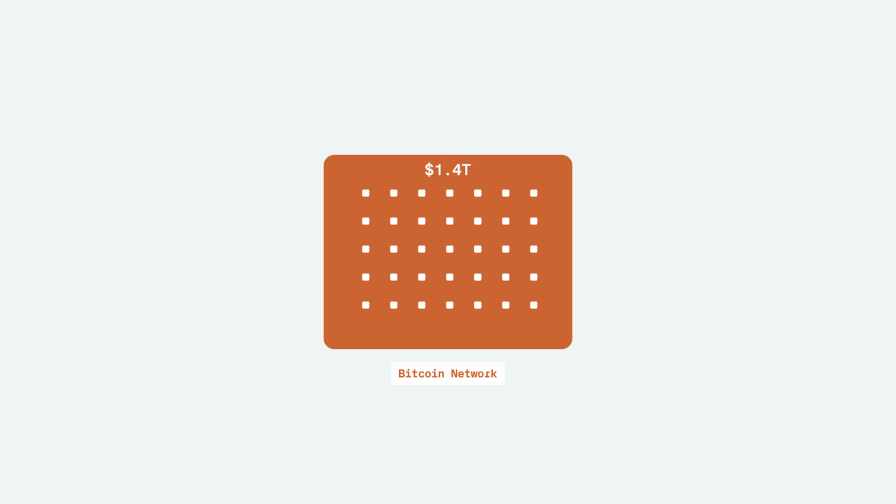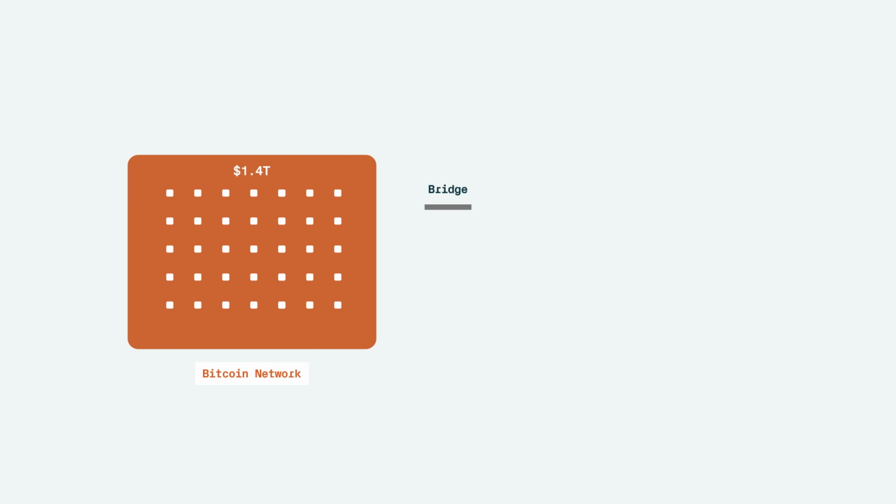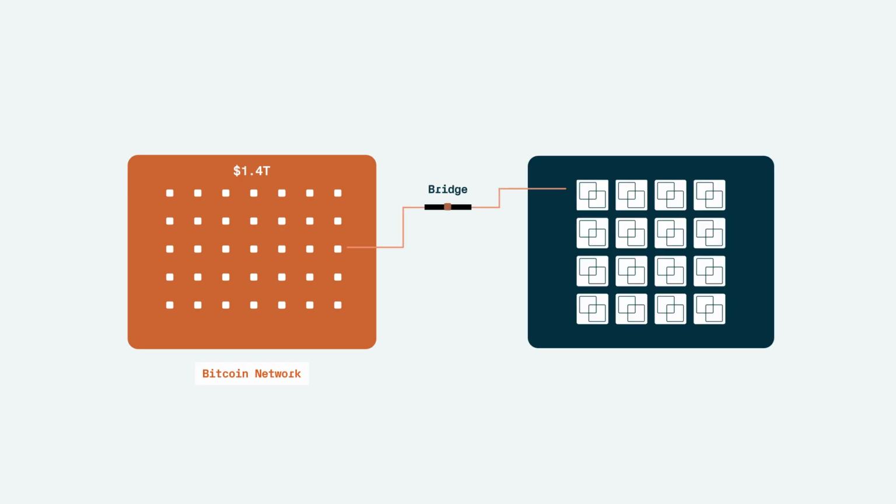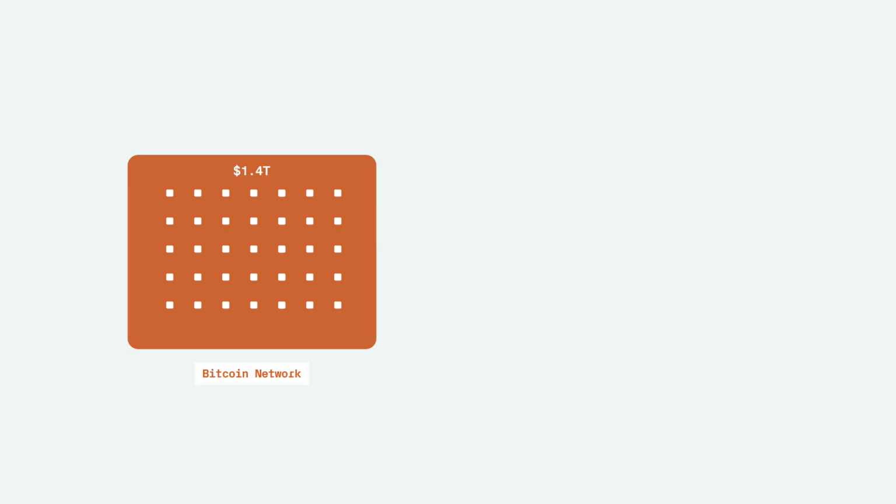Most Bitcoin sits idle because using it in DeFi usually forces a compromise. The standard route is to hand BTC to a custodian or convert it into a wrapped asset on another chain. Trustless Bitcoin Vaults take a different approach.